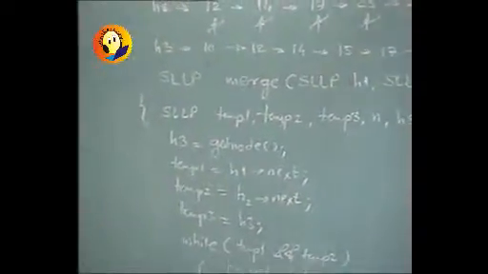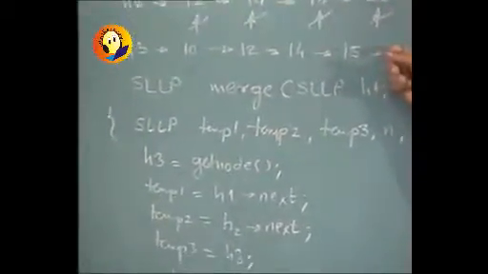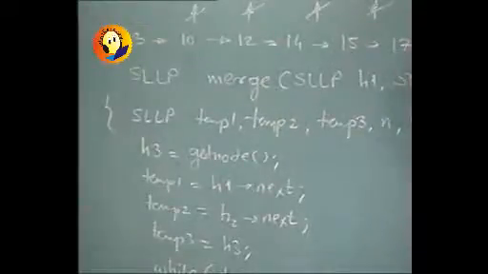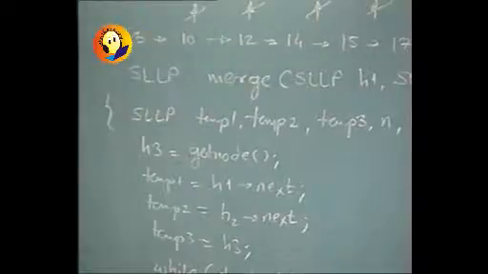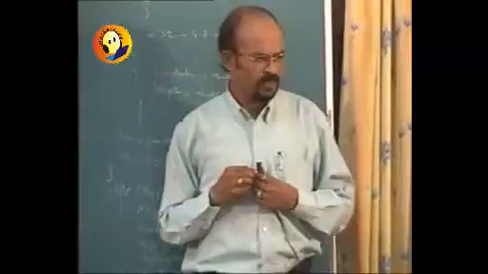If there are two same numbers in both the lists, as per our condition, if both temp1 arrow data and temp2 arrow data are same, then first the node from the second list will be transferred, then the first list. Both of them will be transferred.